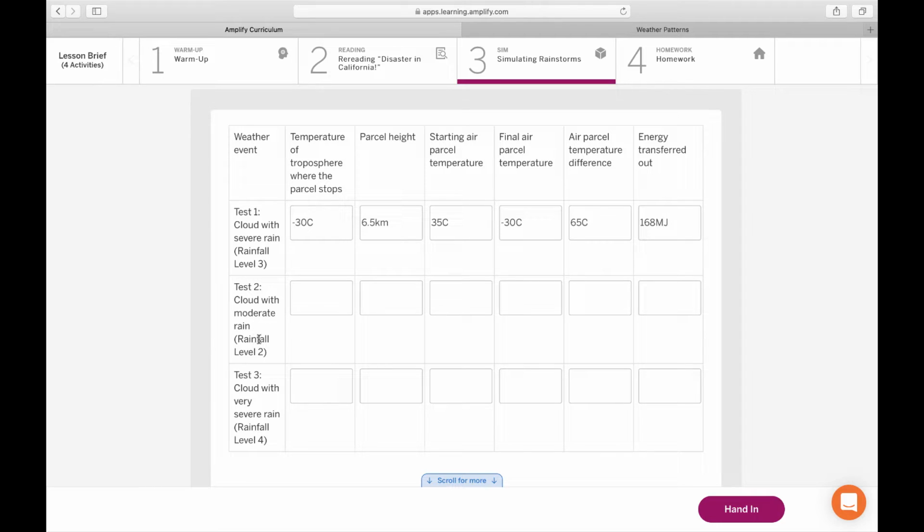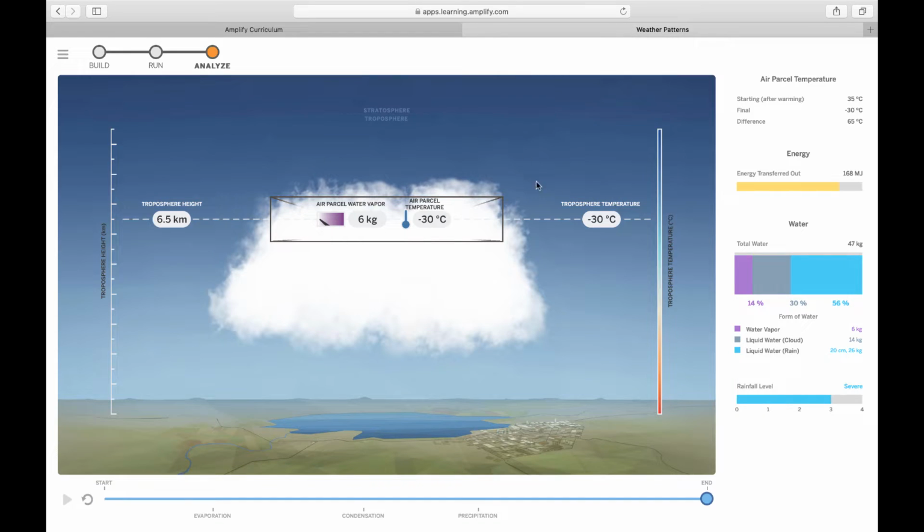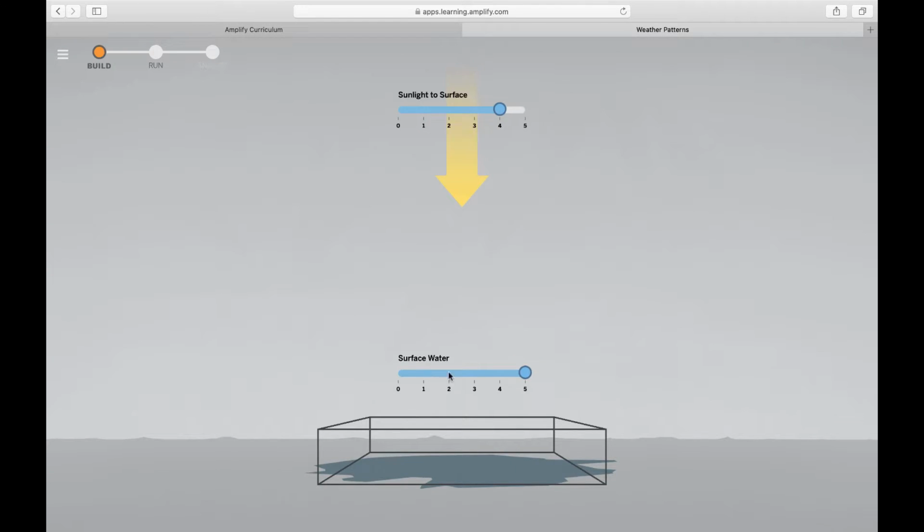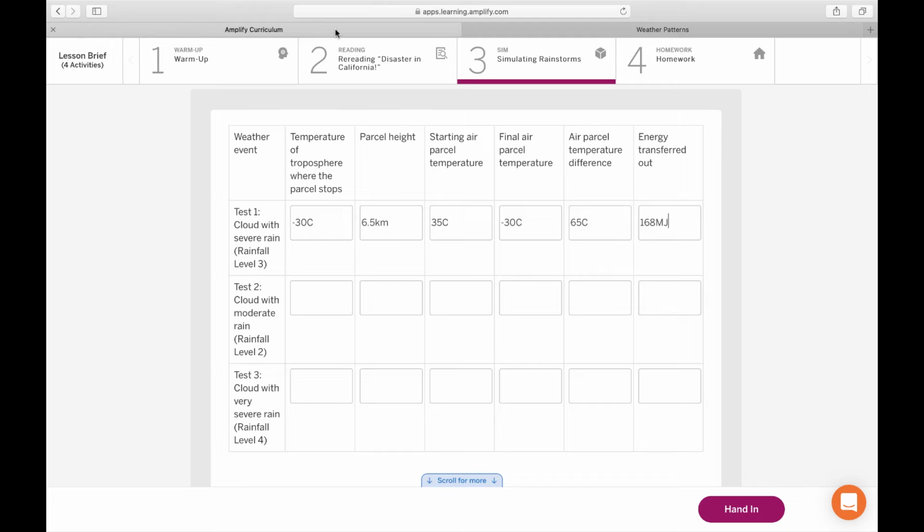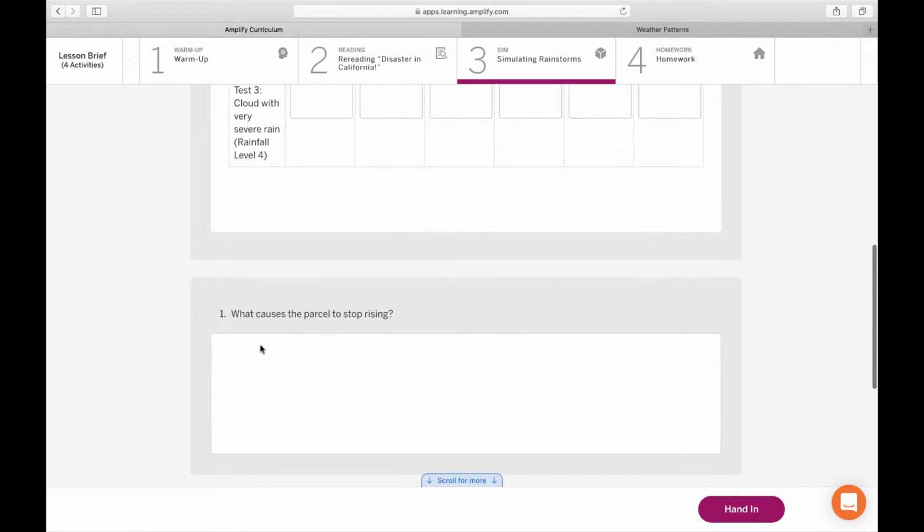3, where you're getting a little bit weaker of a storm, and a larger storm. Remember to keep this surface water at a 5. Don't change surface water, just change the sunlight to the surface. Once you've finished that, you need to answer these questions.